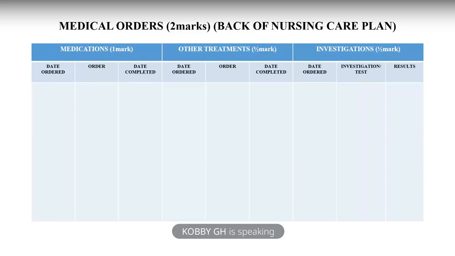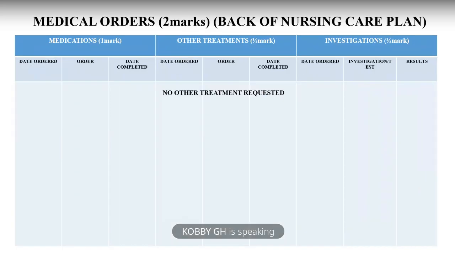Is that okay? Good. So quickly, you write no other treatments requested, just like this, and see how I've written it. Don't write it diagonally. Some of you write it diagonally from this side to the top. Write it like this: no other treatment requested. You see, it is covering the 3 columns for other treatment: the date ordered, the order, and the date completed. Don't write it in a way that extends into the investigation or into the medication.